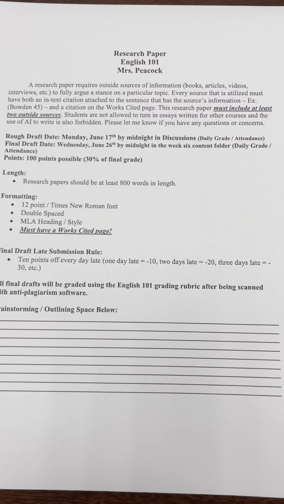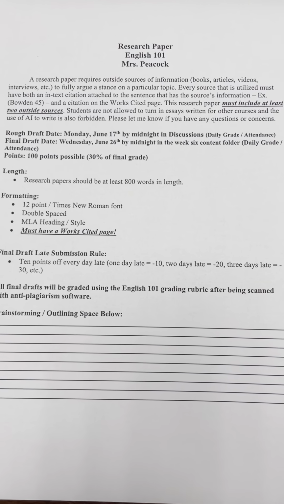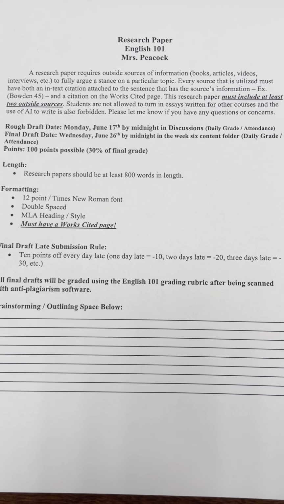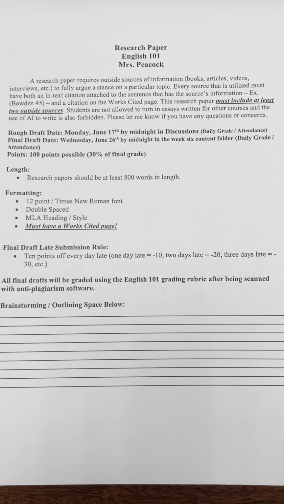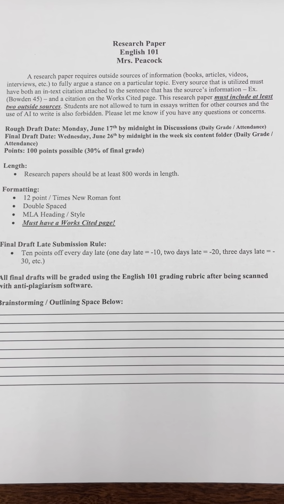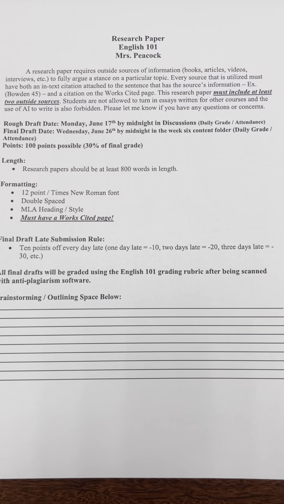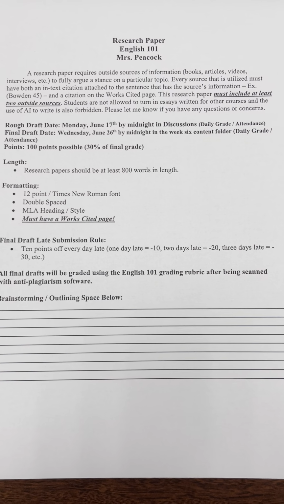So it must have a citation on the works cited page. This research paper must include at least 2 outside sources. That's your minimum. So if you do find 3 or 4 or 5 sources, of course you can have more than that, but you must have at least 2 outside sources.